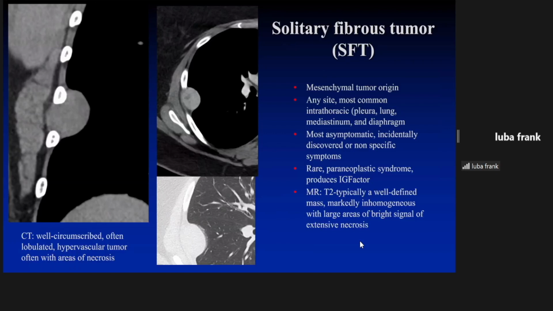Solitary fibrous tumor is one of those tumors that need to be recognized. It is a mesenchymal tumor, can be anywhere, mostly asymptomatic, incidentally discovered. But on CT with contrast, as you can see, it looks heterogeneous with areas of necrosis and enhancement, and on MR, it is heterogeneous with large areas of bright signal.